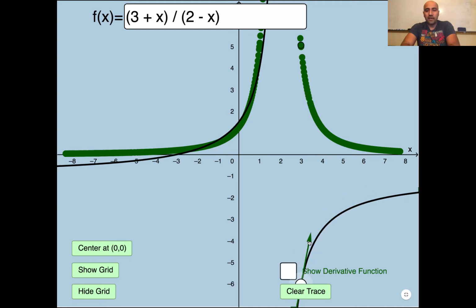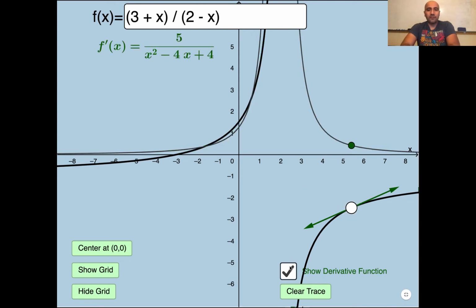And so I can see that as I continue to graph more and more points, eventually the graph of the derivative looks like this. Okay, so now if I just show what that derivative is, it looks like that. So this one is the graph of the derivative, and it's equal to this. The derivative is 5 over 2 minus x squared. That's what this is.